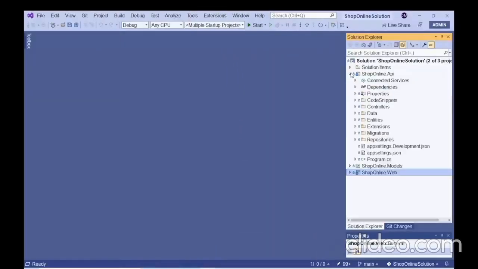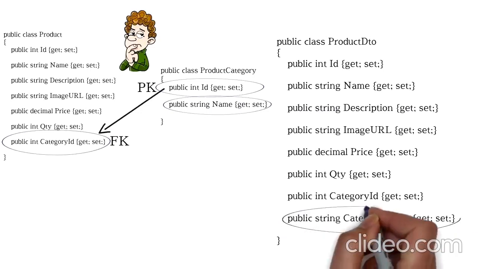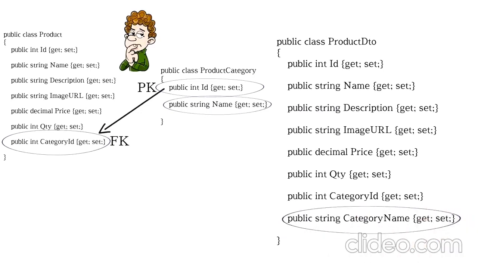So let's attack the first item. Let's go to the shoponline.api project. Let's optimize the code on the server, where we can make one query to the database to retrieve both product information and related product category information, rather than use two separate queries for this purpose.